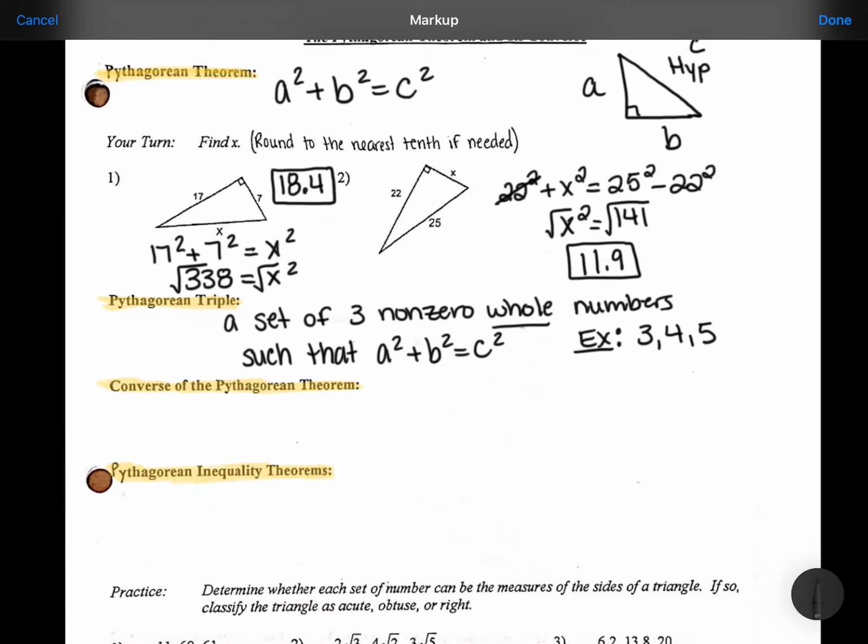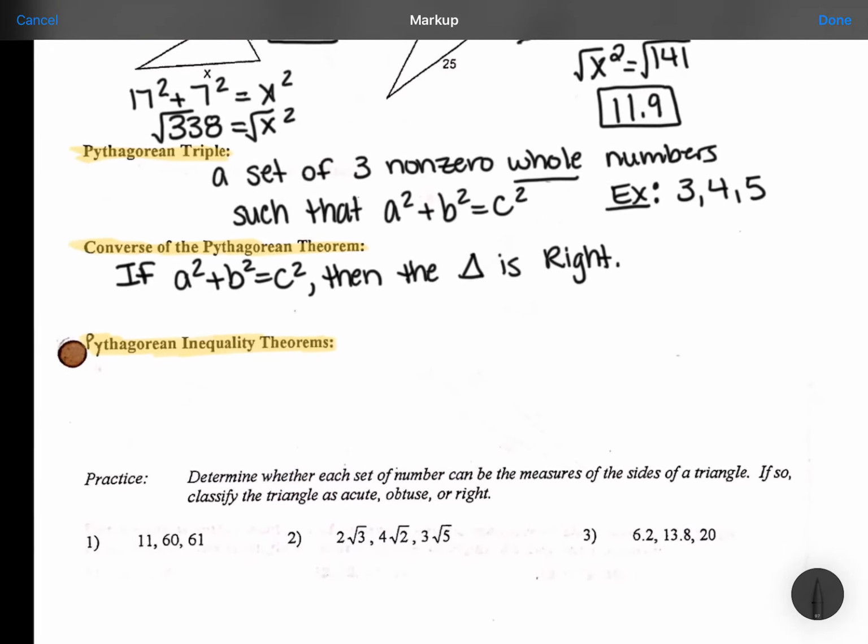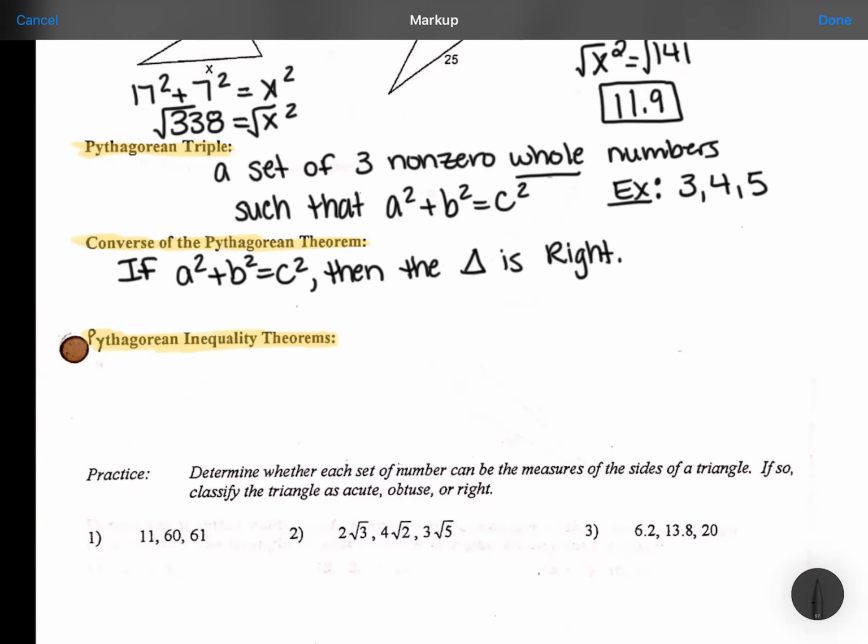All right, so the converse of the Pythagorean theorem: instead of saying if you have a right triangle, then A squared plus B squared equals C squared, the converse says if A squared plus B squared equals C squared is true, then the triangle is right. So if you have sides of a triangle and it satisfies the Pythagorean theorem, then you can conclude that triangle is a right triangle, because sometimes you're going to be asked to determine what type of triangle it is.